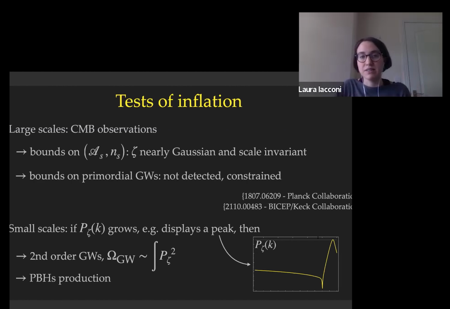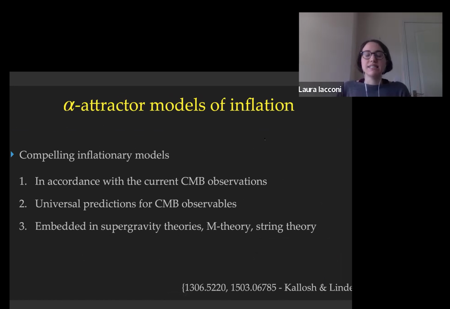As I said at the beginning, we are going to focus on alpha-attractor models of inflation. These are very compelling models that are in accordance with current CMB observations. They provide nice universal predictions for large-scale observables, and they can be embedded in higher energy theories.